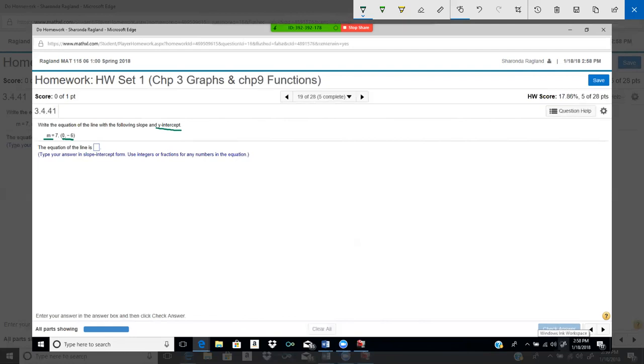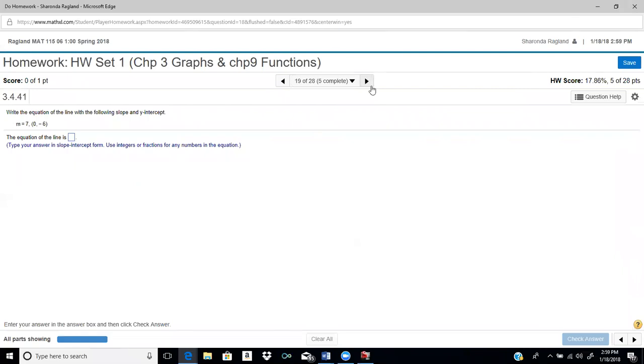So we are given m, which is 7, and we're also given a y-intercept, which represents b, which is negative 6. So we're given everything we need, right? So the equation of this line, now notice that they didn't put y equals, so we have to write the whole thing. They want us to write it in slope-intercept form. So y equals 7x minus 6. This would be your equation of your line in slope-intercept form. Okay, it's actually slope y-intercept form. Is that hard? Okay, very good. All right, so that's 19.